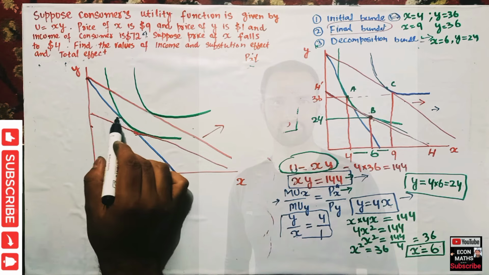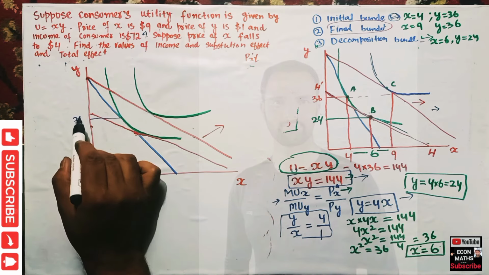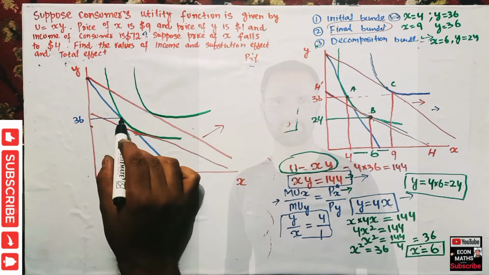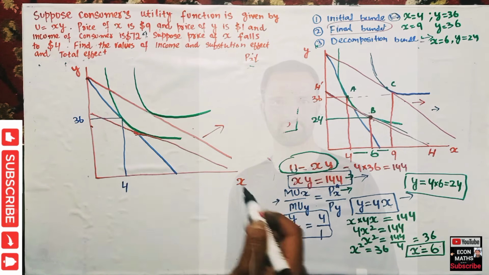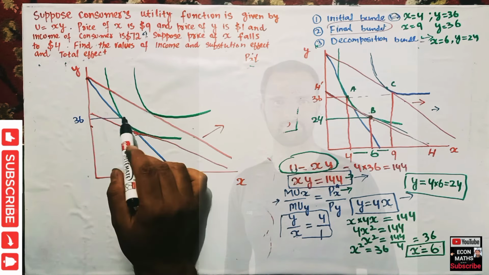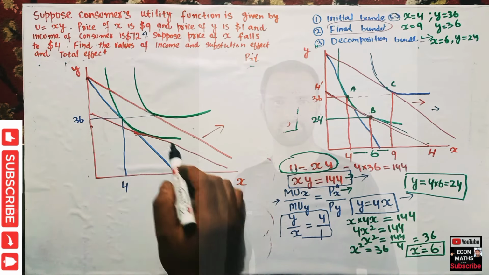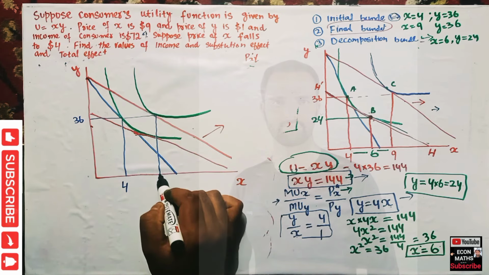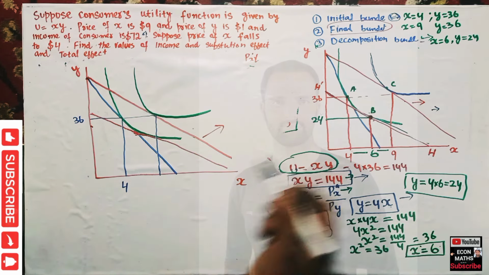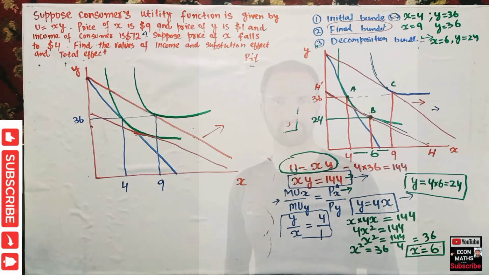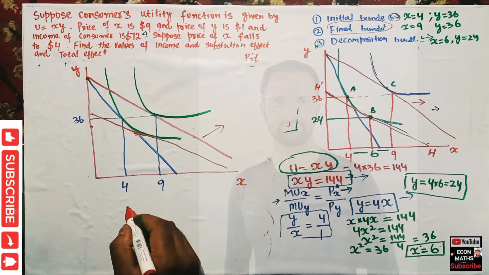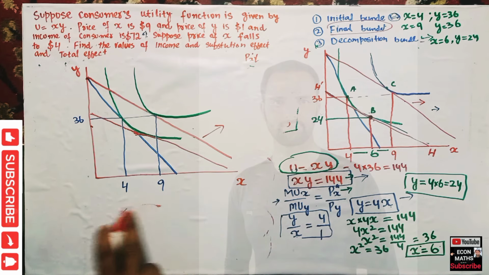So originally the consumer was consuming 36 units of good y and 4 units of good x. After the change in the price of x, he still consumes 36 units of good y, but the consumer will consume 9 units of good X. Now this is the total effect. We need to decompose it into the income effect and the substitution effect.